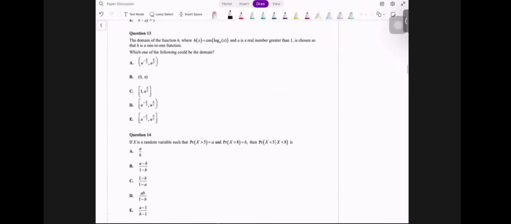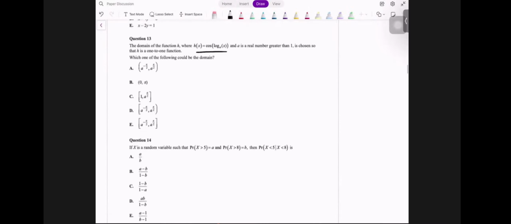Question 13. So you have this function here in which A is greater than 1, and you're choosing a 1-to-1. So which one could be the domain? Just note that it says "could be", so it's not necessarily going to be the maximal domain, but it can be just any domain in between.